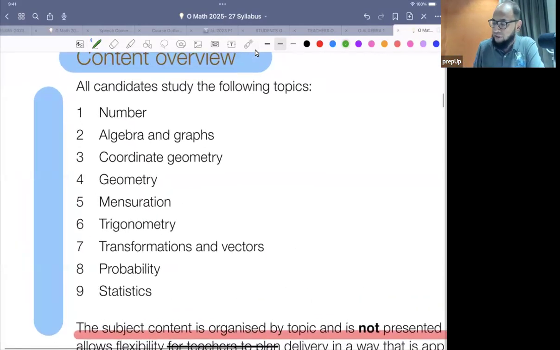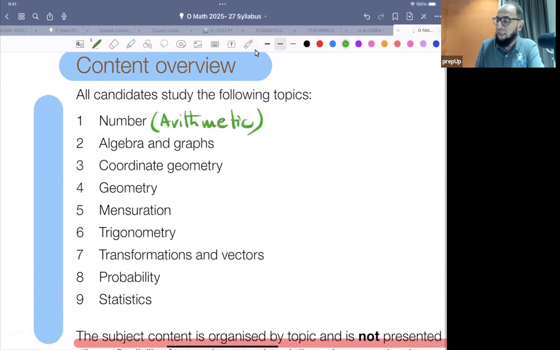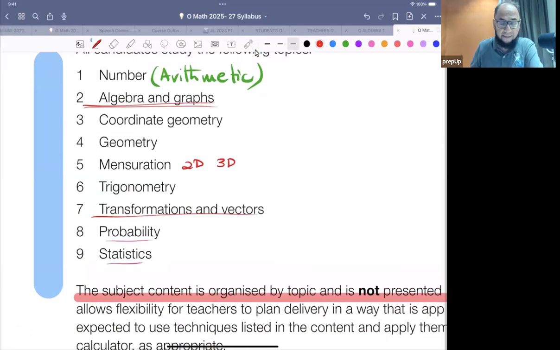As you can see on the screen, there are 9 major topics that we will study. What are the 9 major topics? The 9 major topics are number, another name is arithmetic. So when we talk about numbers, we are talking about arithmetic. And then there is algebra and graphs. That is the next topic. Then there is coordinate geometry. Then there is geometry. Then there is mensuration, which includes 2D and 3D. Trigonometry, transformation and vectors, probability and statistics.